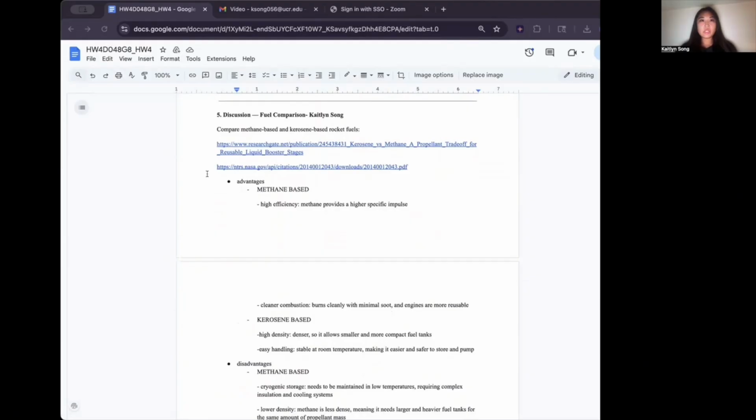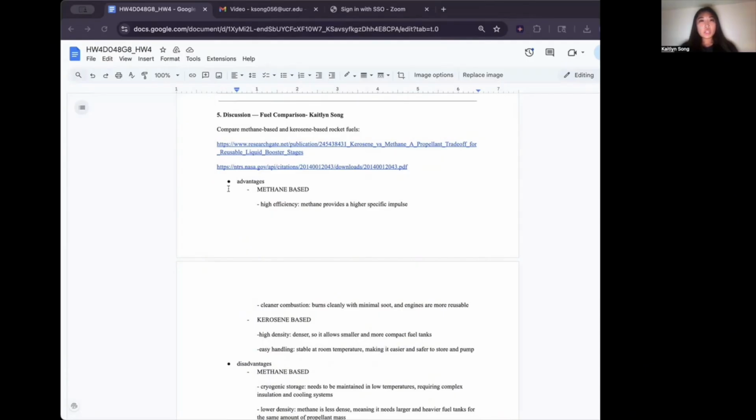And for part 5 of the discussion, we compared methane-based and kerosene-based fuels. Methane is highly effective and burns very cleanly, making it ideal for reusable engines like Starship, though it requires complex cryogenic storage. On the other hand, kerosene is much denser and easier to handle at room temperature, but it produces heavy soot and coking, which can leave the carbon residue we analyzed earlier via XPS.